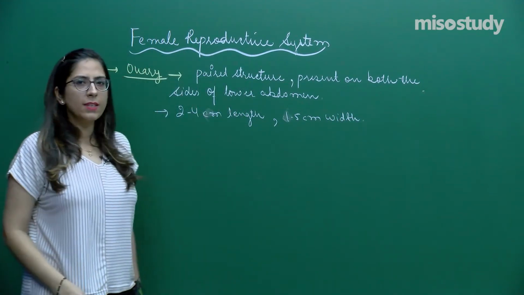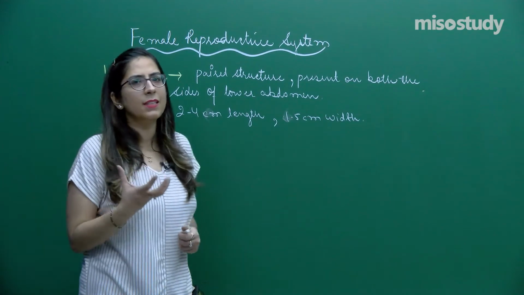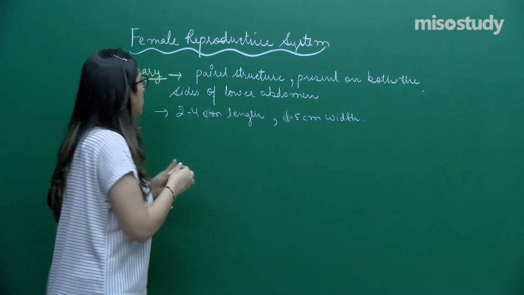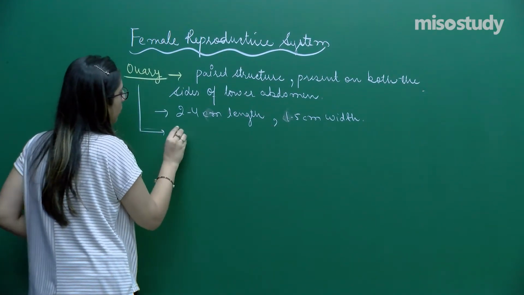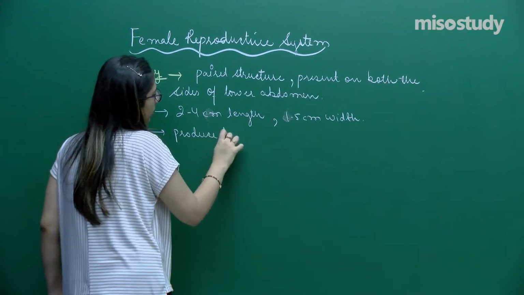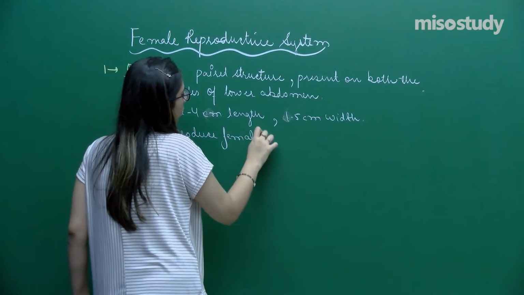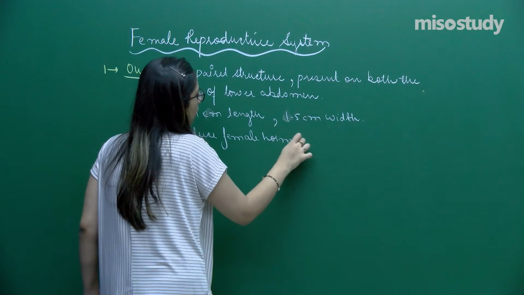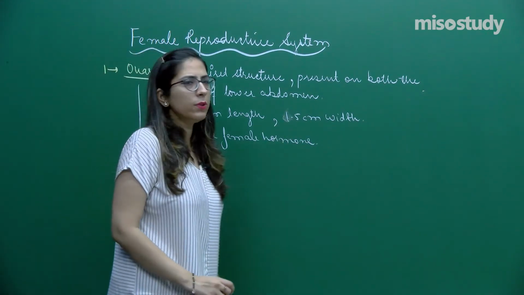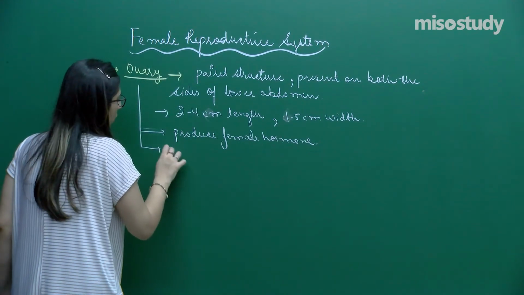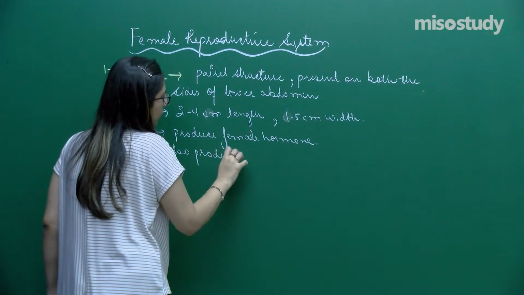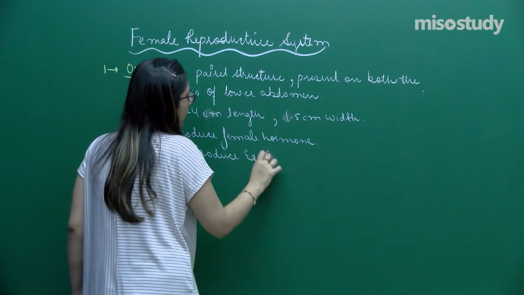Right. Ovaries are those which secrete certain hormones. First of all, they produce the female hormone. Along with the production of the female hormone, they also produce egg, which we call ova.